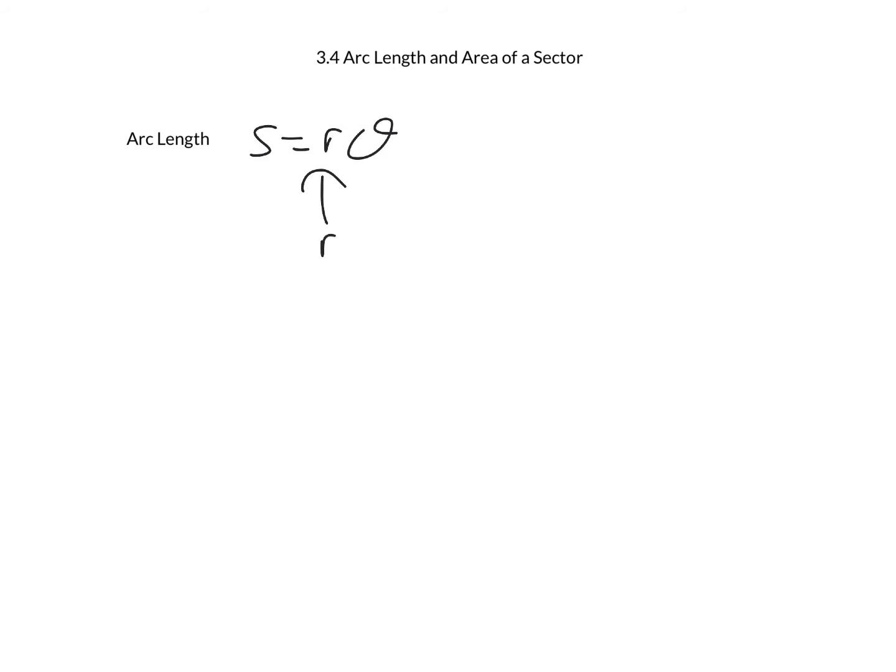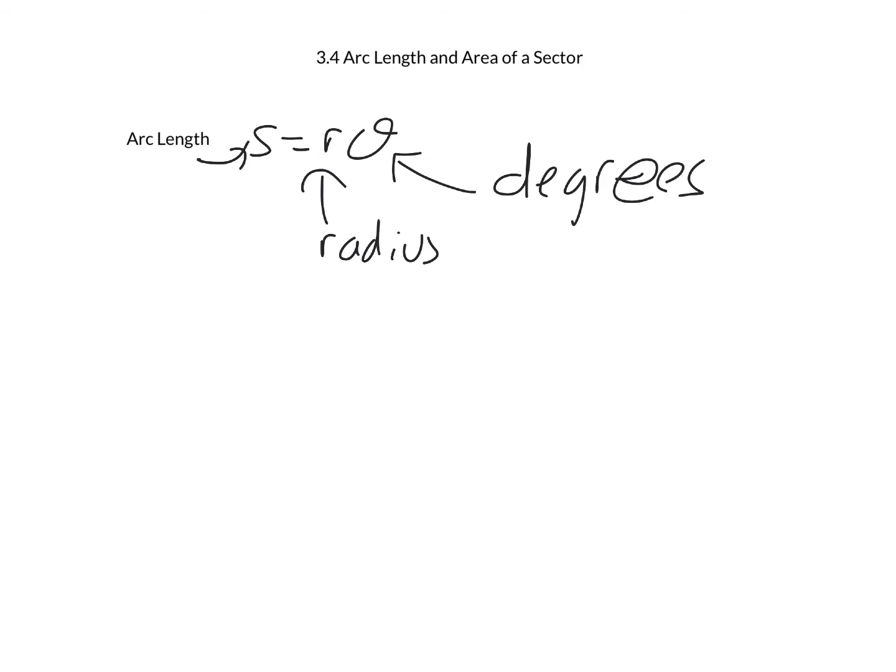R, of course, is our radius. S is the arc length. I'll just point an arrow there, that might be a little easier. And then theta is the angle. Okay, so those are all the aspects that you will need for solving an arc length problem.